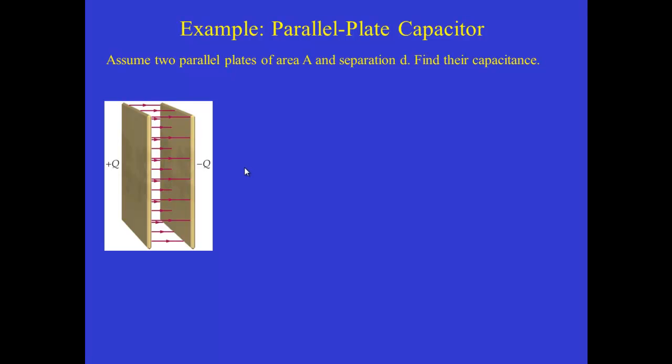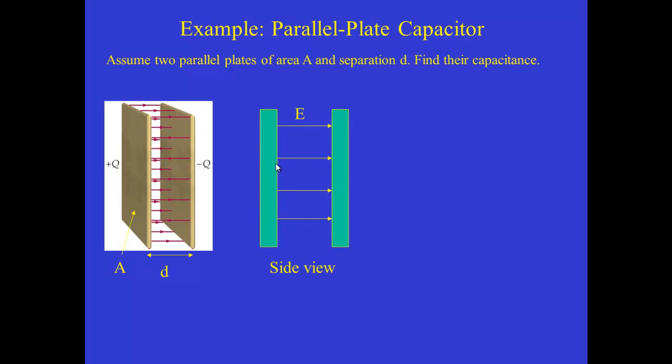By symmetry, as long as we stay far away from the ends of this parallel plate arrangement, the electric field lines will simply point horizontally from the positive to the negative plate. And we assume a cross-sectional area A for each plate and a separation distance D. Now, we draw the field lines from a side view, and we'll see exactly how this looks, and the choice of which Gaussian surface to use to apply Gauss's law comes next.